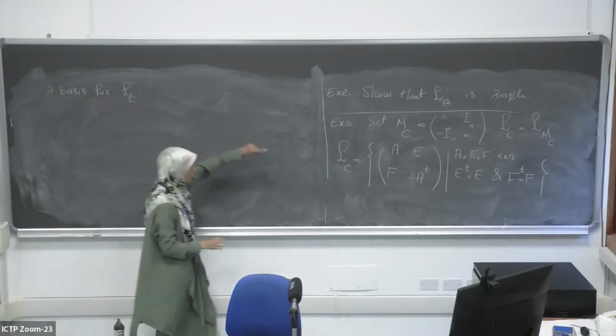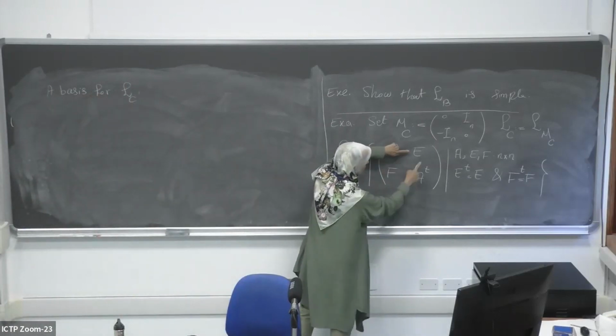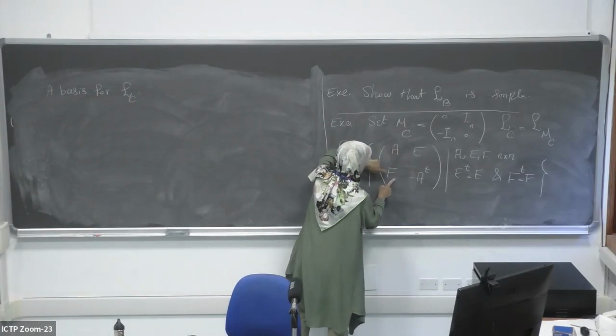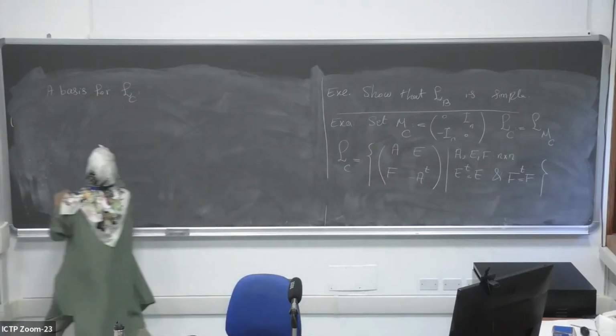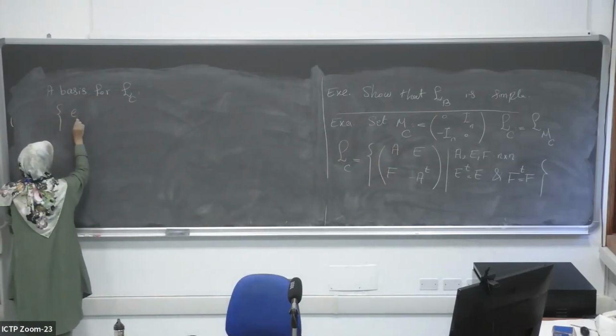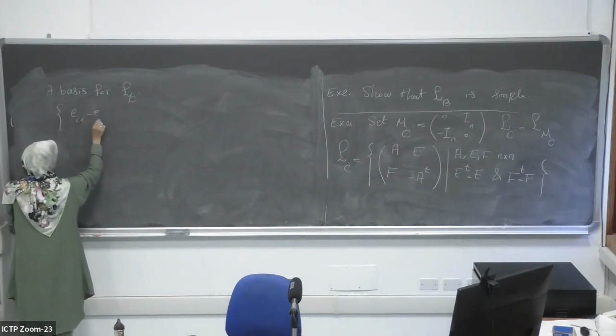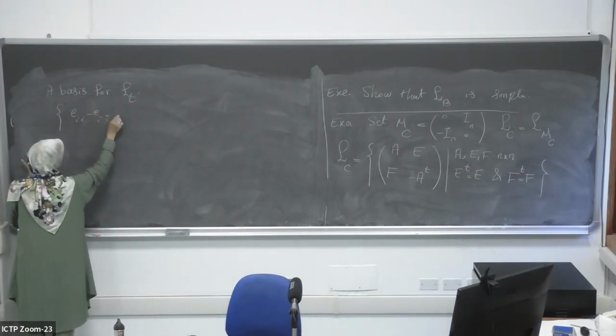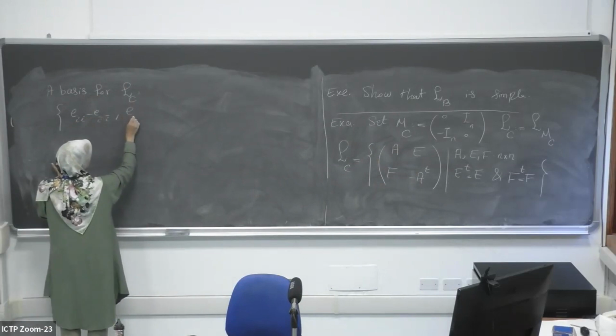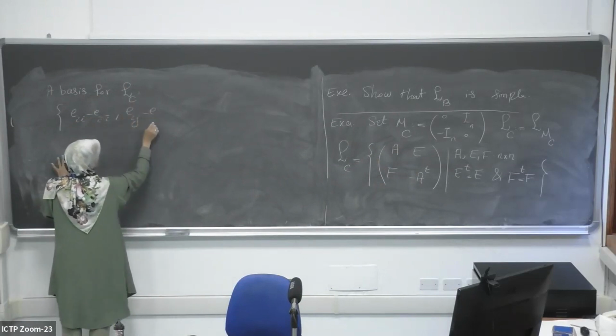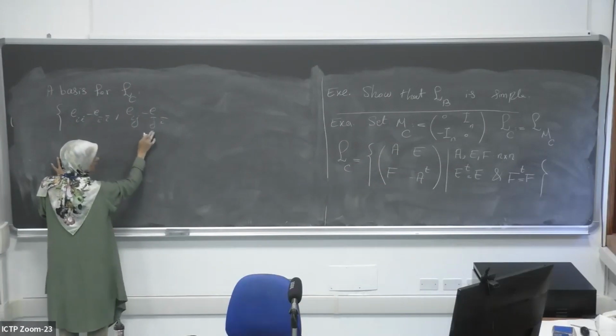We have some parts related to A, some parts related to E, and some parts related to F. So we have E_ii minus E_ī ī, and E_ij minus E_j̄ ī. And I use the convention that I told you before: j̄, i means just j plus n.